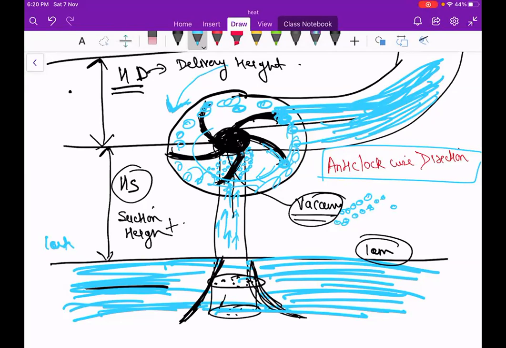At the outer side there is a very high pressure. So that is the use of the pump: we generally create a high pressure in the system. Everyone got this point?